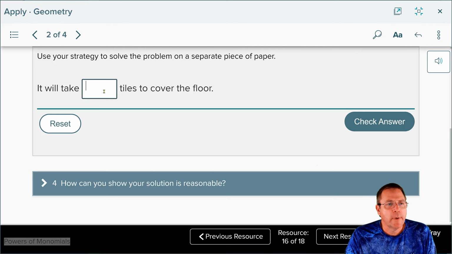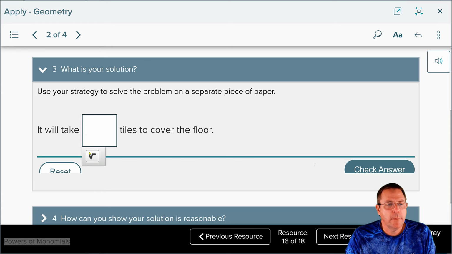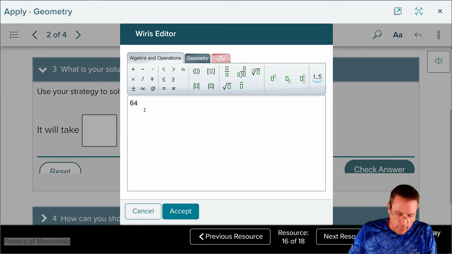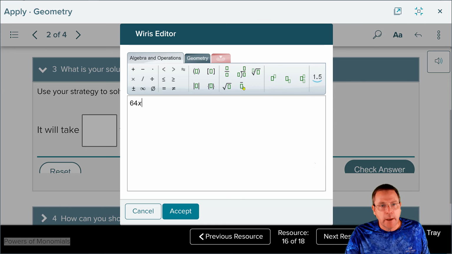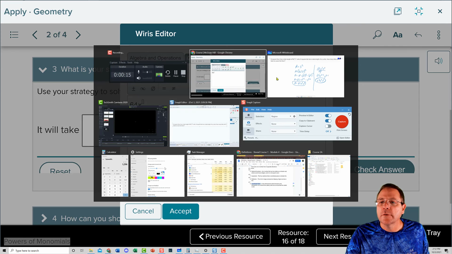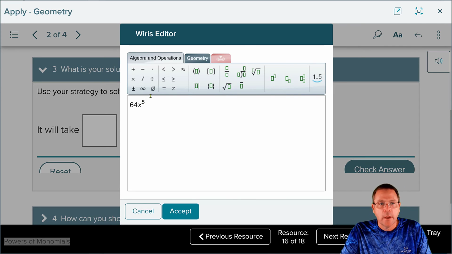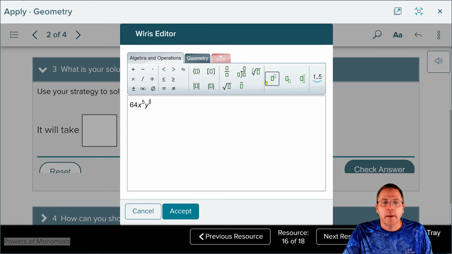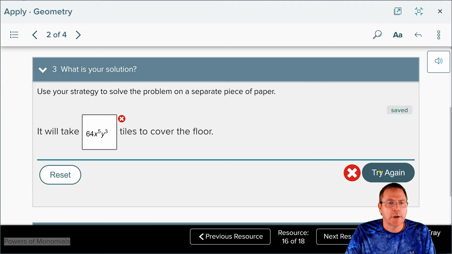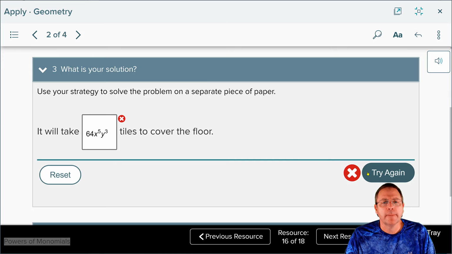So I'm back on my answer page, and it says, how many tiles will it take? The answer is going to be 64x, look, that's a C, x to the, what number did we come up with over there? x to the 5th. And then come over down again, y exponent to the 3rd, except, and check, and it did not like my answer. Let's see if I can figure out why.